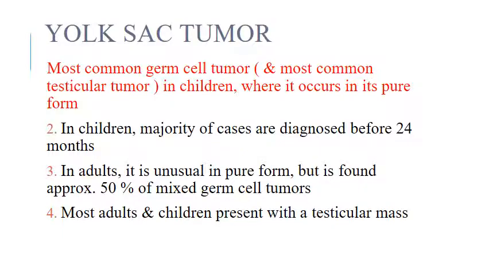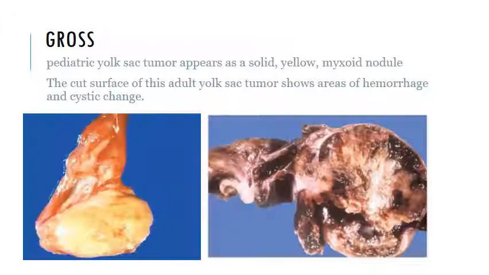Coming to the most common germ cell tumor in children, that is yolk sac tumor. Usually it is diagnosed early in life, within 24 months of childbirth. In adults, it is usually rare in pure form. It occurs as a part of mixed germ cell tumors. Both in adults and children, the presentation is in the form of testicular mass. Grossly, yolk sac tumors in pediatric age are solid yellow myxoid nodules. In adults, they show hemorrhagic and cystic change.